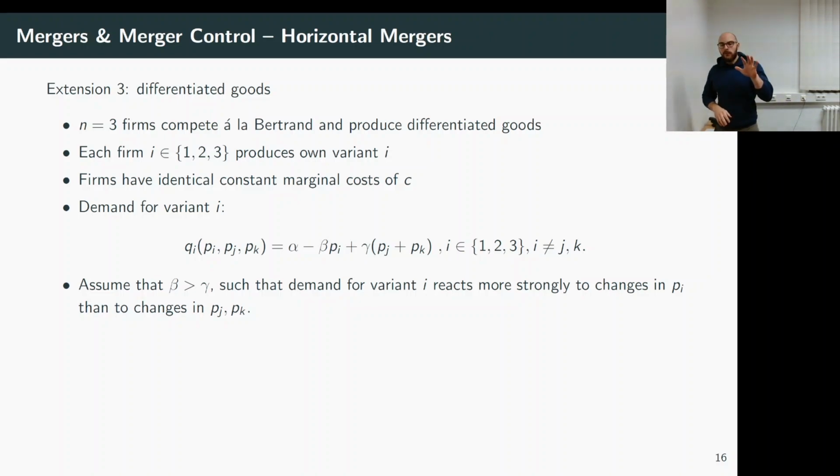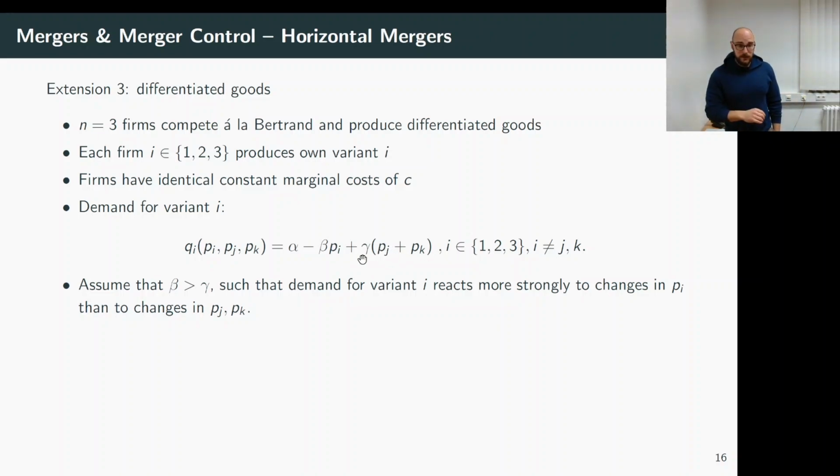And we now formulate a demand function for a given variant i, as we see it here. So the demand is a function of each variant's price, so i, j, and k, with i, j, and k being either 1, 2, or 3, and not the same as the others, of course, for consistency. And what you see is that we have something like an intercept here. Then we have a slope parameter beta for the own price and a slope parameter gamma for the two other prices.